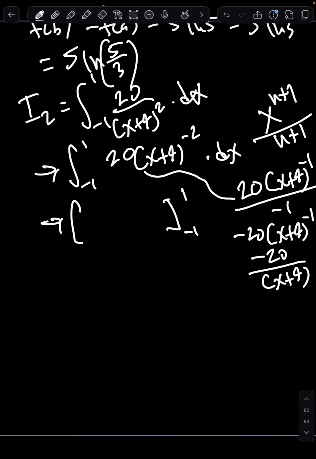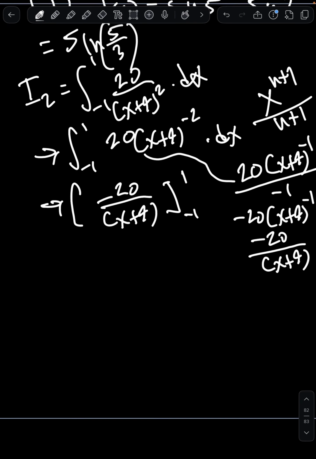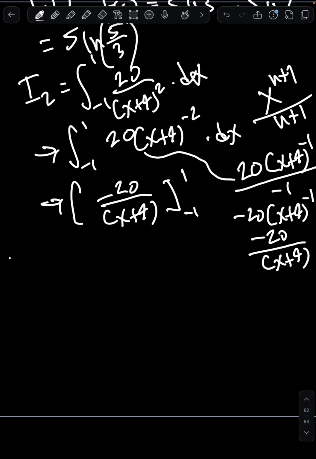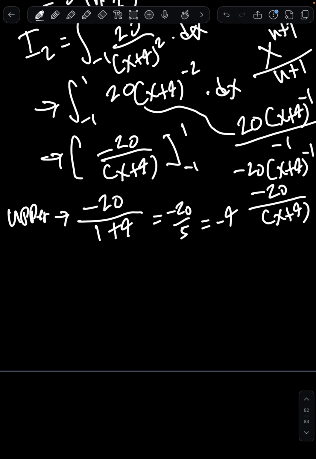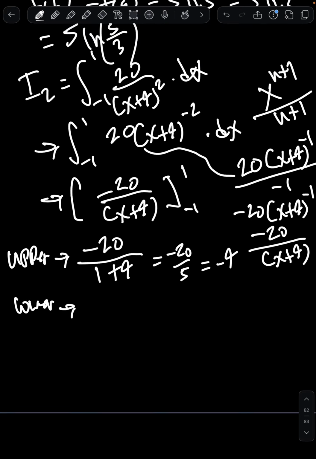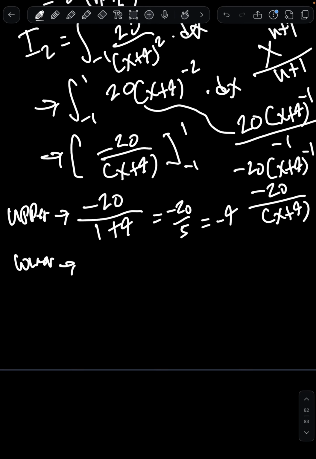So now let's put that back in. And now we have this. Now we need to evaluate the upper bound and the lower bound. So let's start with the upper bound. -20 divided by x plus 4, and our upper bound is 1 plus 4. This gives us -20 over 5, which equals -4. Now we have our lower bound, which we said was, where is that? Oh, yep.